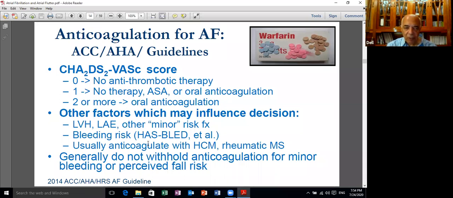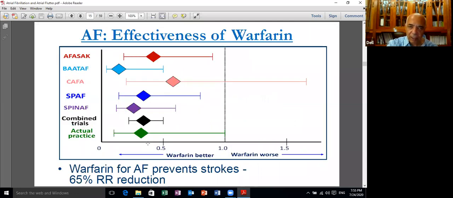One important point is do not hold anticoagulation for minor bleeding like epistaxis or the risk of an older patient falling to the ground. The risk is small and doesn't justify stopping or holding anticoagulation.